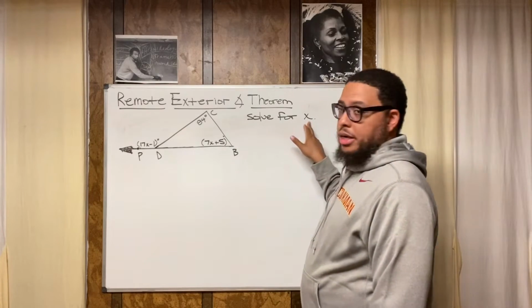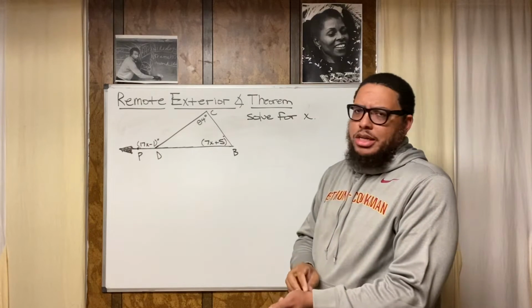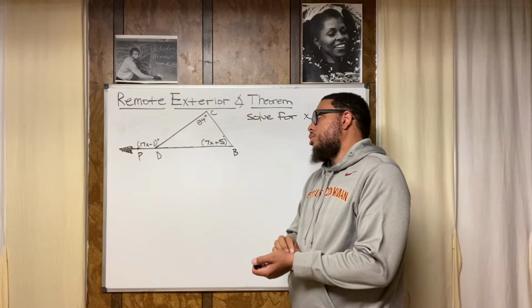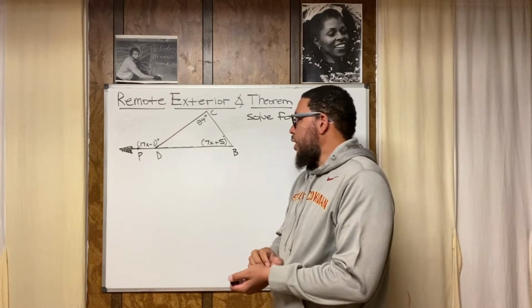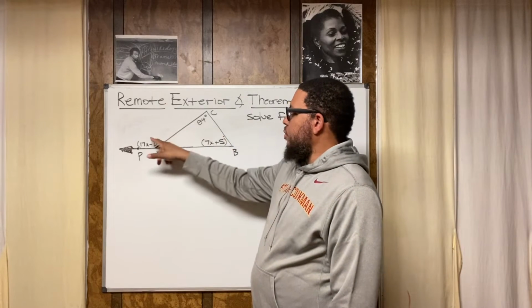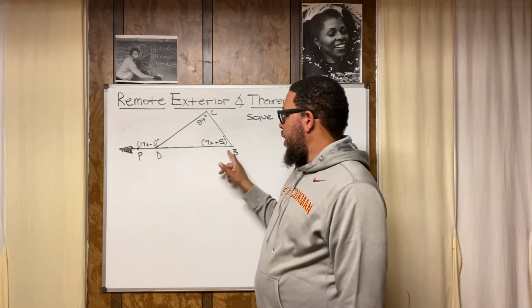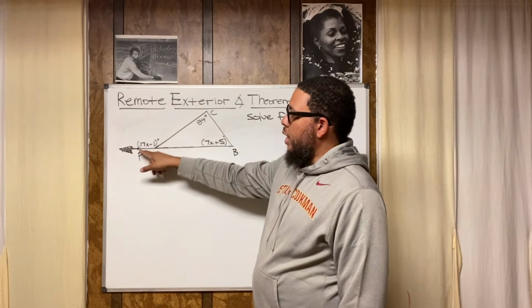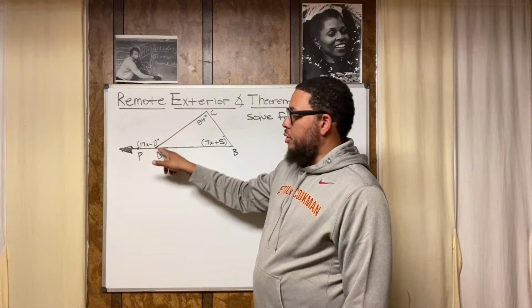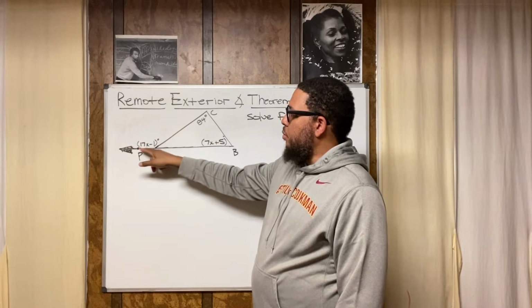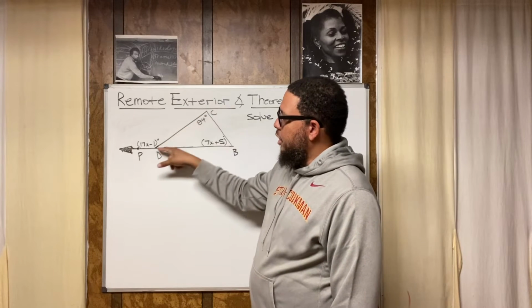we're going to solve for x. So that means we need to create an equation. So we're going to create an equation. So what we're going to do, we're going to say, all right, this plus this is equal to that. Basically, angle B plus angle C is equal to angle, not angle D. We can't call it angle D. We call it angle PDC, or we could call it angle CDP.